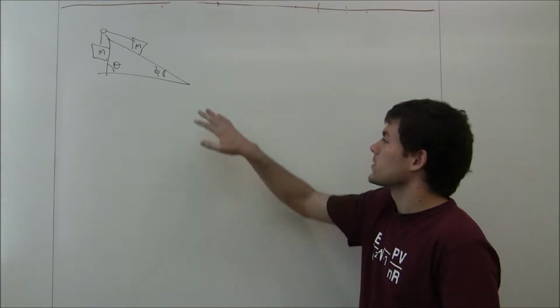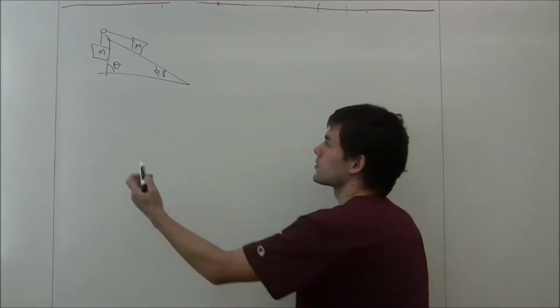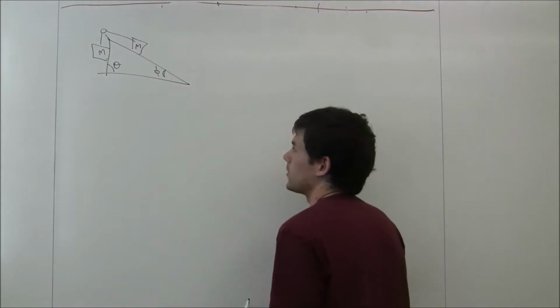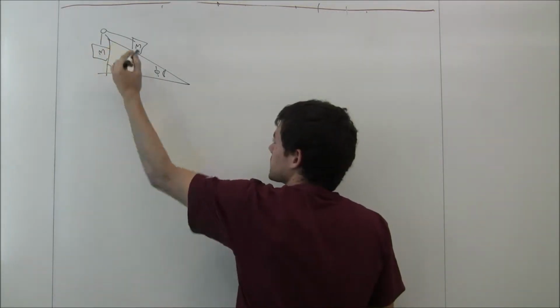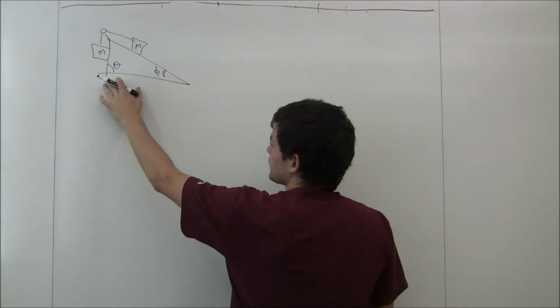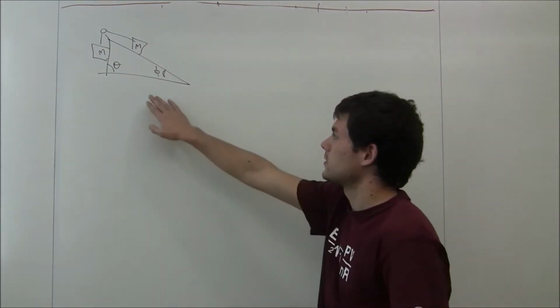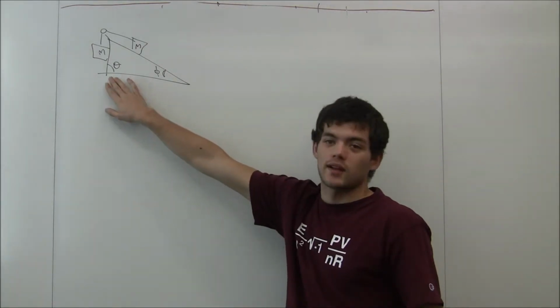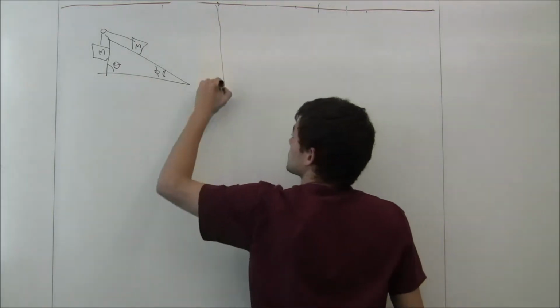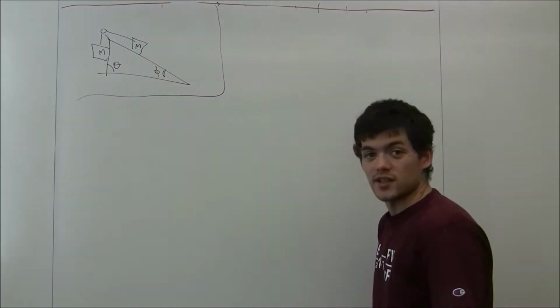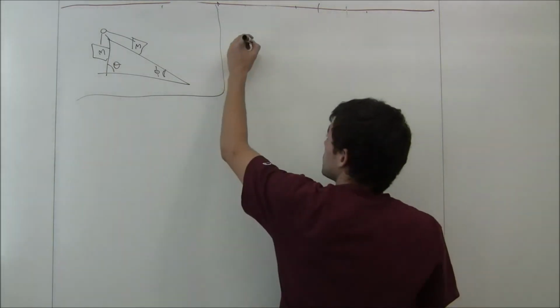So in this problem, we're given a situation that looks like this. We have two masses, both of equal mass m, connected by a string across a frictionless massless pulley, and both of them lie on a triangle, one of them at an angle theta, and the other one at an angle phi. So the first thing we're asked to do is draw an isolation diagram for each mass.